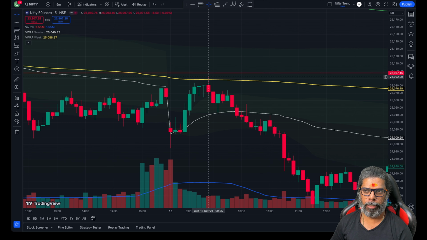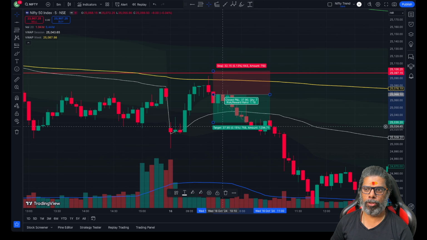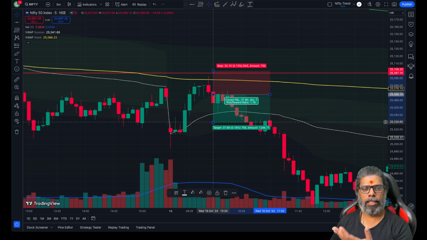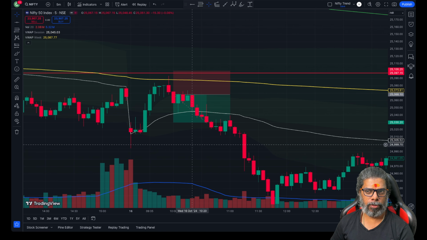So sellers are dominating here, and now what you can do is enter the trade, either enter here or enter above this one, and the stop loss is this one. You can go for 1:1, or you can capture the trend and slowly book your profits. Like if you buy a five lot, book one lot at one time and the second lot at another time. So you can go step by step.